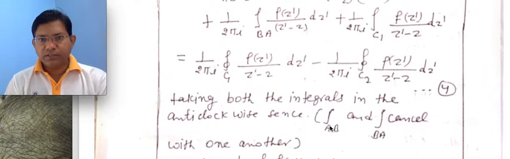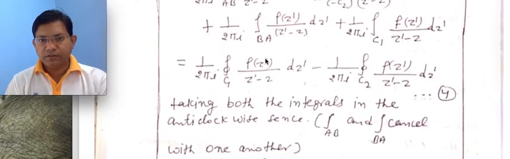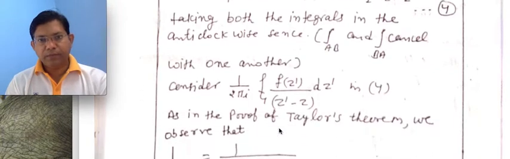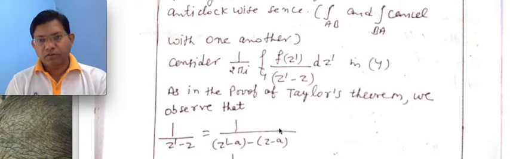Now we consider these two integrals, the first integral and second. So first of all we are taking 1 upon 2πi integral over C1 f(z') upon (z' - z) dz' in equation number 4. इक्वेशन नंबर 4 से पहले हम ये इंटीग्रल लेते हैं और इसको इवेल्युएट करते हैं, और इस तरह का इंटीग्रल हम पहले भी टेलर्स थ्योरम में इवेल्युएट और कैलकुलेट कर चुके हैं. As in the proof of Taylor's theorem we observe that, जैसा कि हम टेलर्स थ्योरम में ऑलरेडी कर चुके हैं, तो हम इस इंटीग्रल का ये वाला पार्ट ले रहे हैं 1 upon (z' - z).